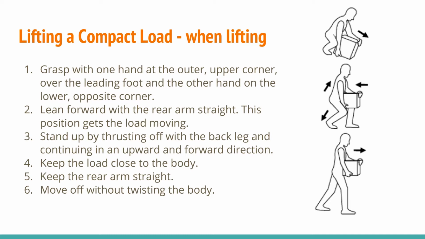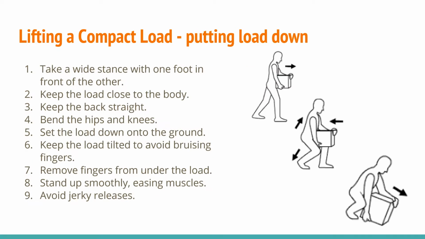Stand up by thrusting off the back leg and continuing in an upward and forward direction. Keep the load close to the body. Keep your rear arm straight and move without twisting the body. So when you are putting the load down, first take a wide stance with one foot in front of the other. Keep the load close to the body. Keep your back straight. Bend the hips and knees. Set the load down to the ground and keep the load tilted to avoid bruising fingers. Remove fingers from under the load. Stand up smoothly, easing the muscles, and avoid jerky releases.